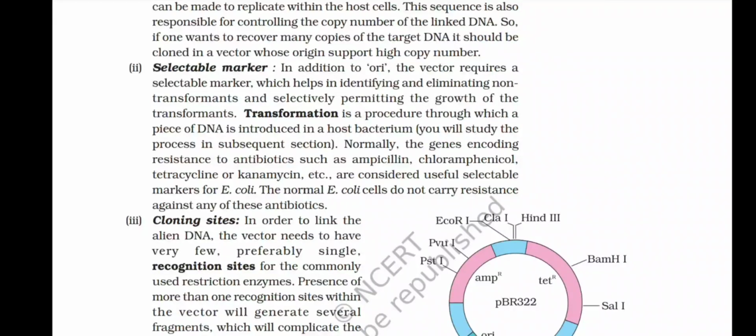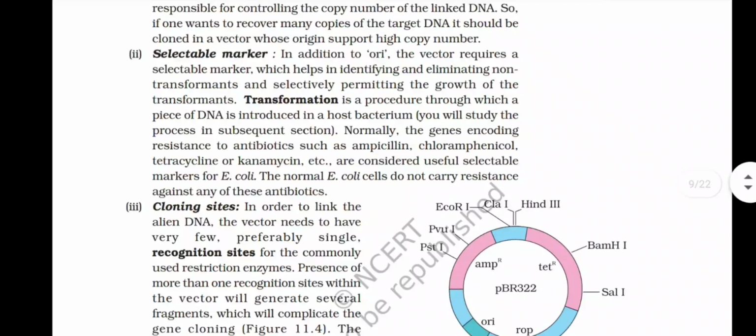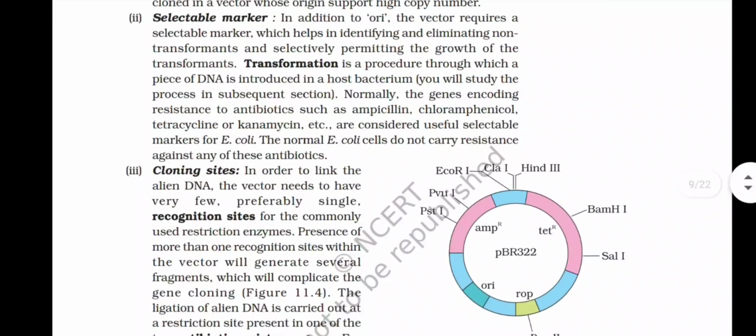In addition to the origin of replication, the vector requires a selectable marker, which helps in identifying and eliminating non-transformants, and selectively permitting the growth of transformants. These are very delicate processes.